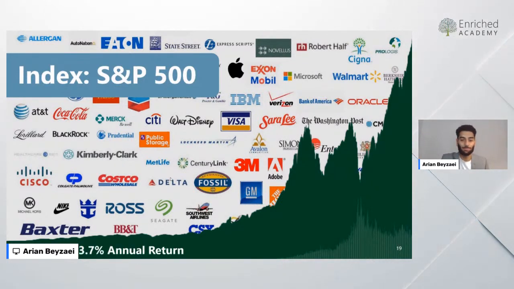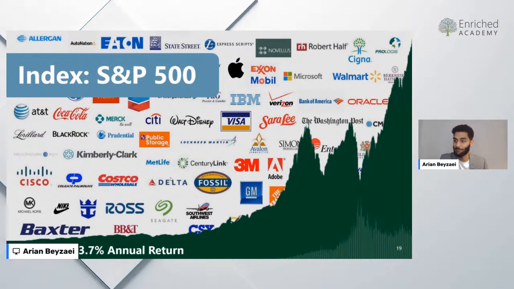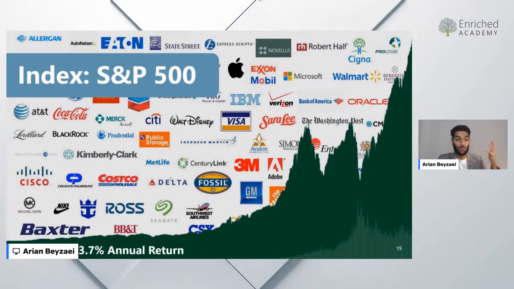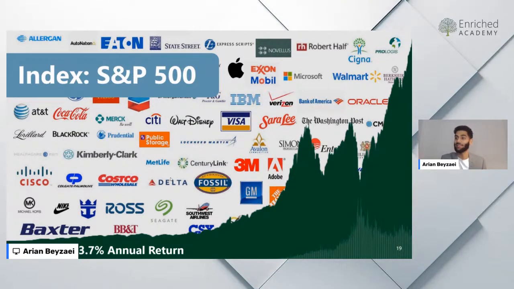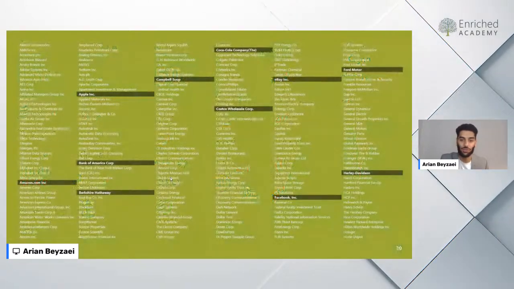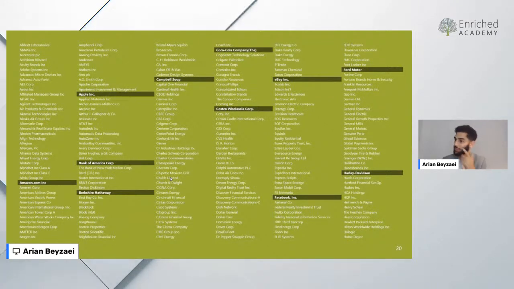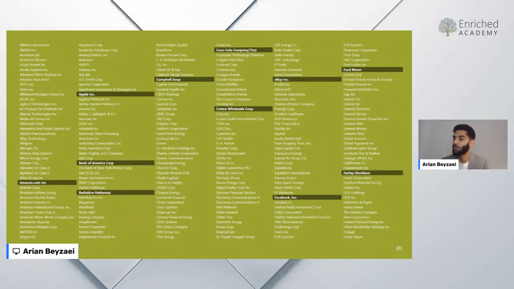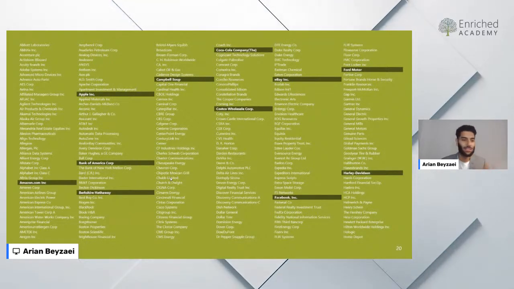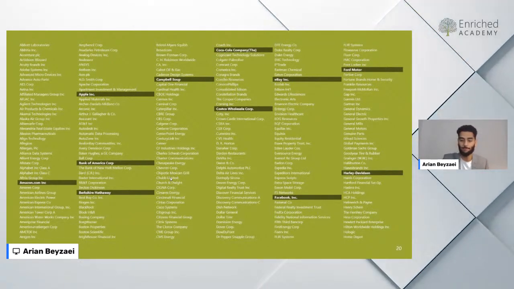So you can see from 2010 to 2020, the average return has been about 14% every single year over those 10 years. That's how much the S&P 500 has returned. And you have great companies on this list: Amazon, Apple, Bank of America, Berkshire Hathaway, Campbell Soup, Coca-Cola, Costco, Facebook, eBay, Ford Motors, Harley Davidson. These are very well-known brands.